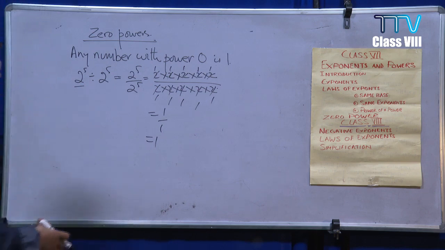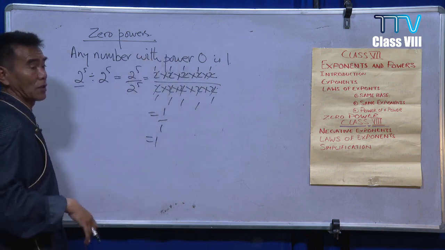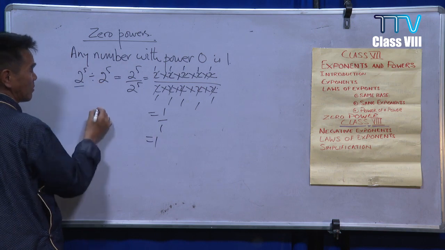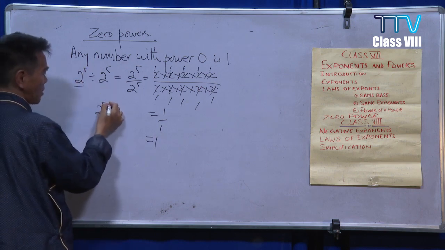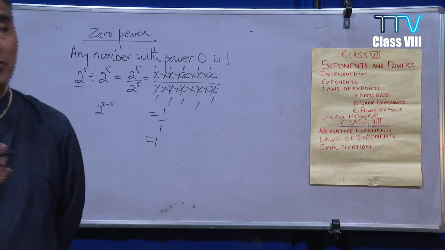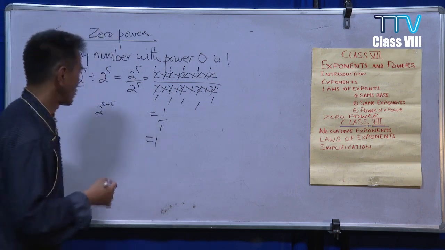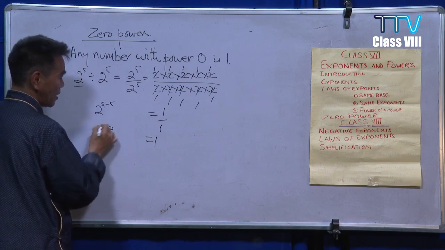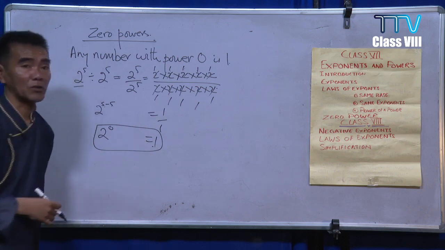The law of exponent has a rule: in division, the base is the same, so the power is subtracted. The common base stays in the numerator and denominator, and the power is subtracted. So when I do it, 5 minus 5 is equal to 0. So any power 0 is, when the base is common and the power is 0, equal to 1.